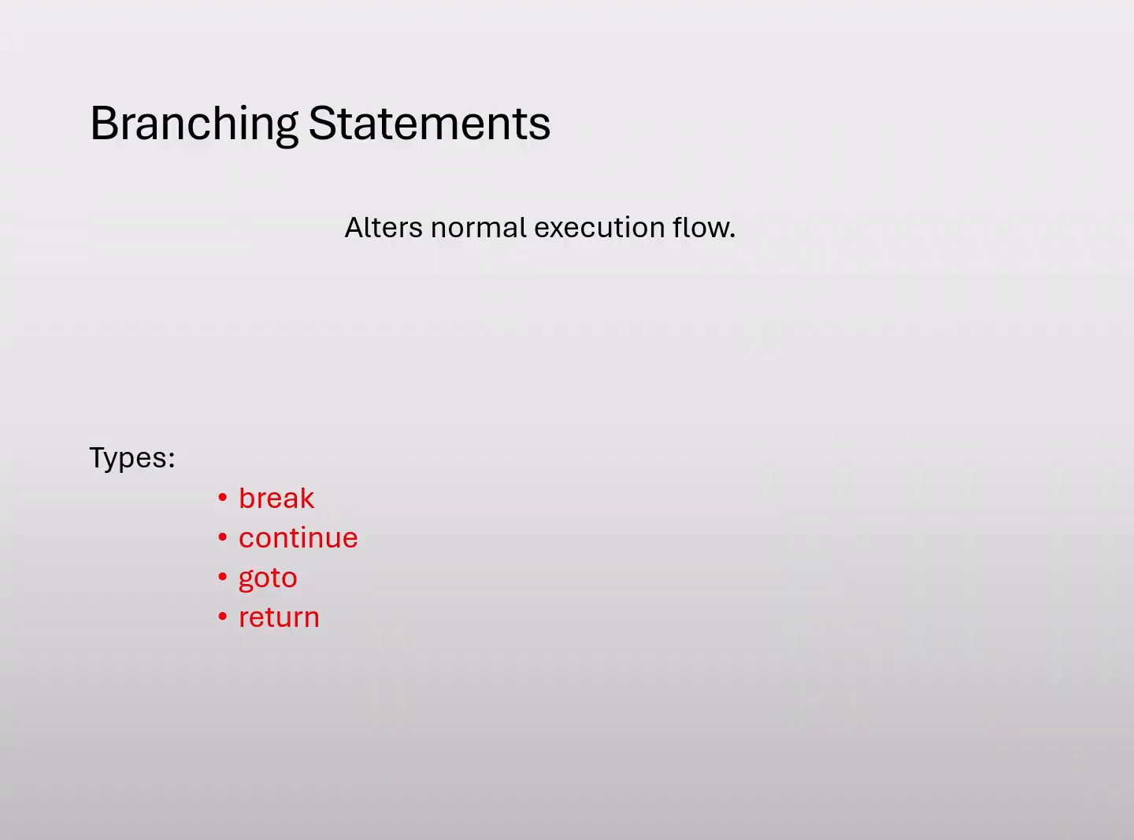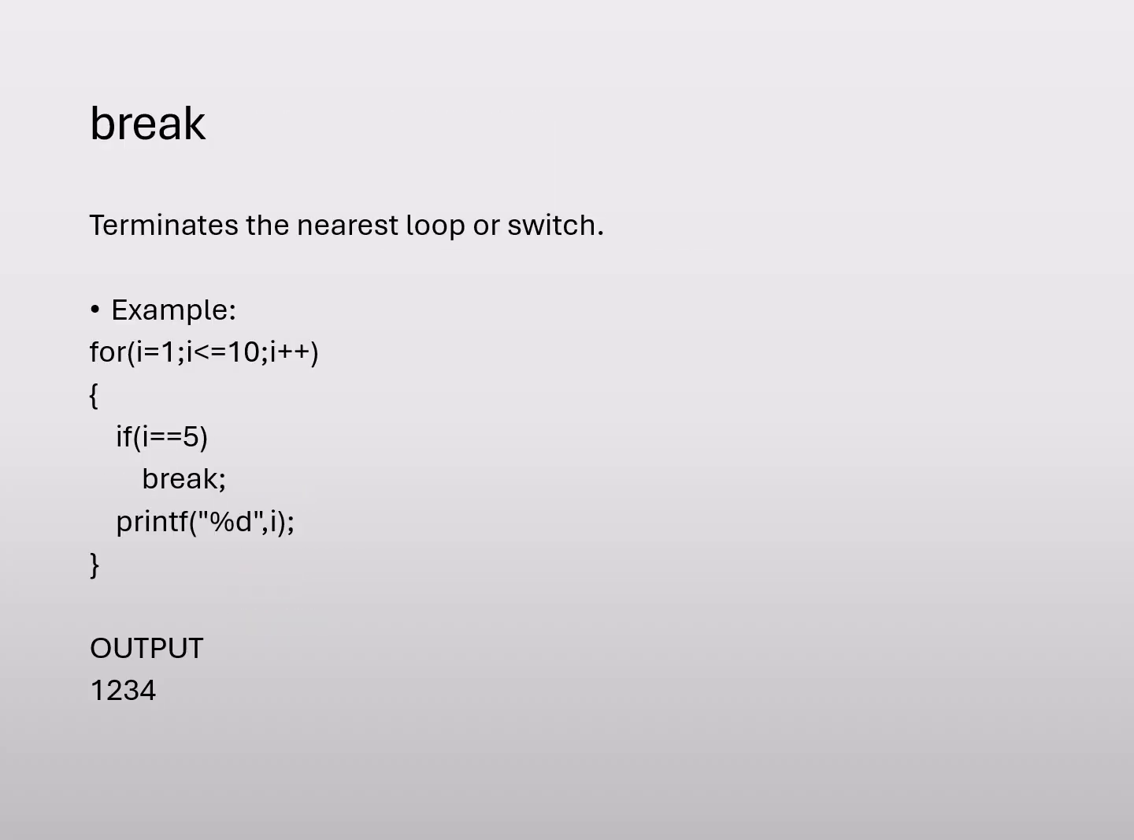Next, branching statements. A branching statement is used to alter the execution of the program. There are four types of branching statements: break, continue, goto, and return. The first one is break. A break statement is mainly used to terminate the loop. This is an example for the break statement.